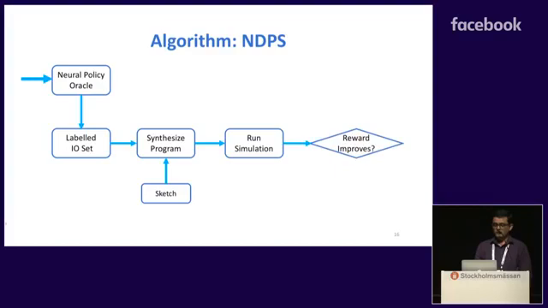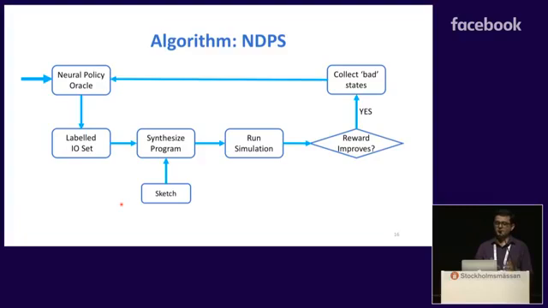In the first step, we can ignore the reward improves question because that's yes for us. Now, during the simulation, we collect all the bad states. These are states in which the programmatic policy behaves suboptimally. And we give these bad states back to the neural policy oracle. The neural policy oracle then again labels these bad states with corresponding good actions and adds them to the labeled input-output set. This process is followed till the reward of the iteratively generated programmatic policy no longer improves. At that point, we give the final programmatic policy as the output of our algorithm.